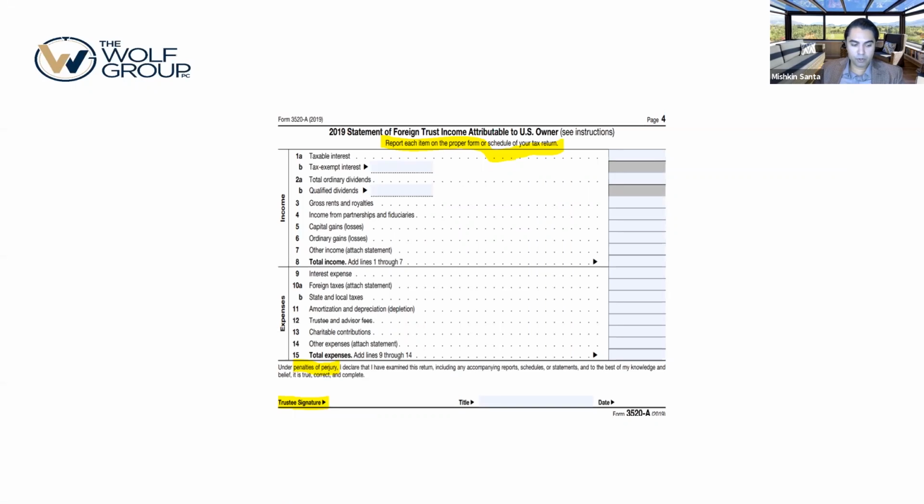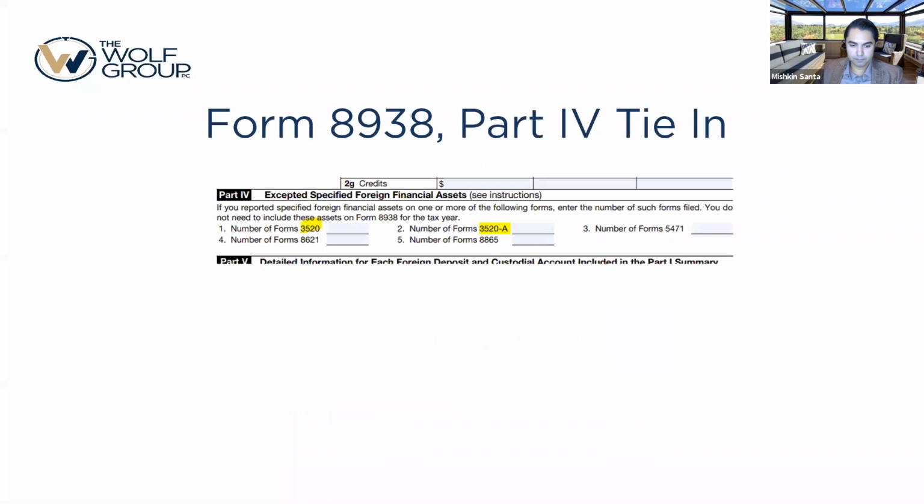Here's what that owner trust statement looks like. Here are the tie-ins to the Form 8938. And this is critically important.